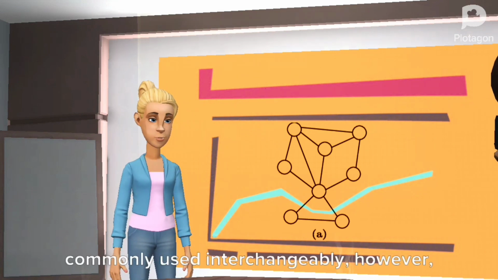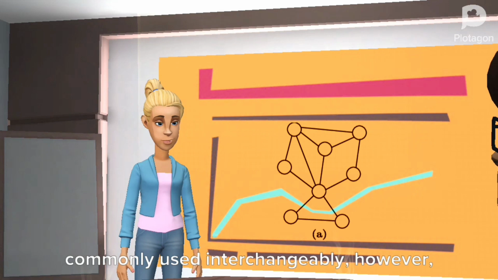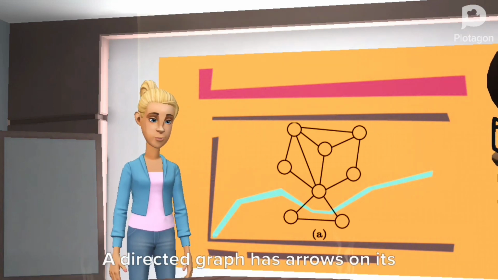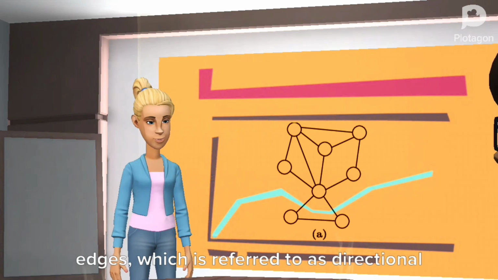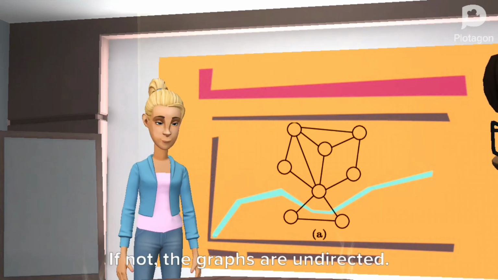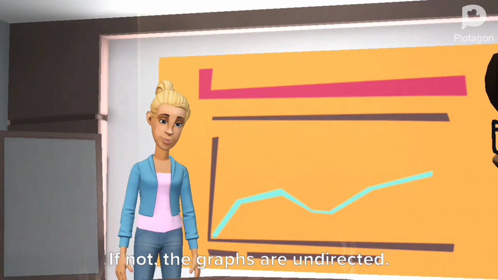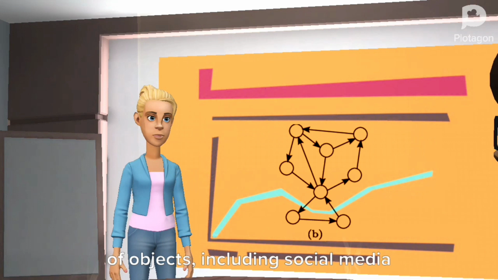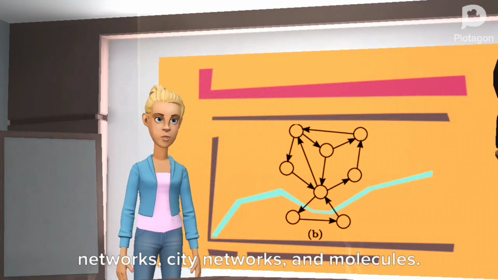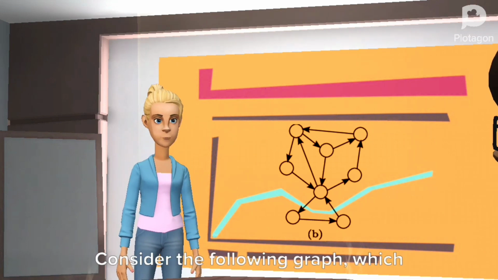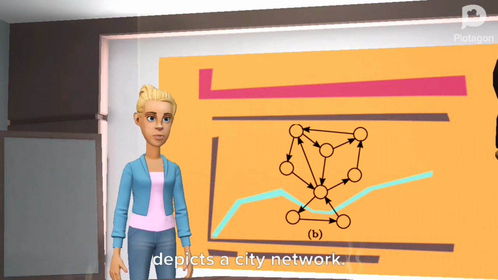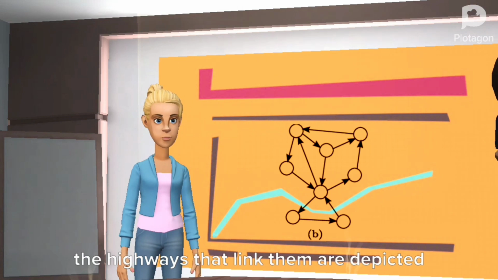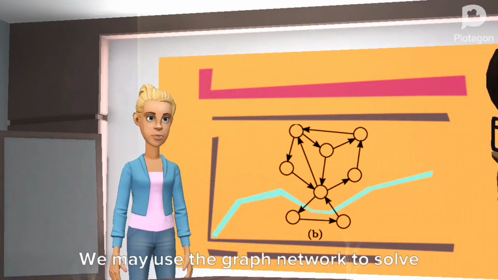The phrase vertices and nodes are commonly used interchangeably, however, they are distinct concepts. A directed graph has arrows on its edges, which is referred to as directional dependence. If not, the graphs are undirected. A graph may be used to depict a variety of objects, including social media networks, city networks, and molecules. Consider the following graph, which depicts a city network. Cities are depicted as nodes, while the highways that link them are depicted as edges.